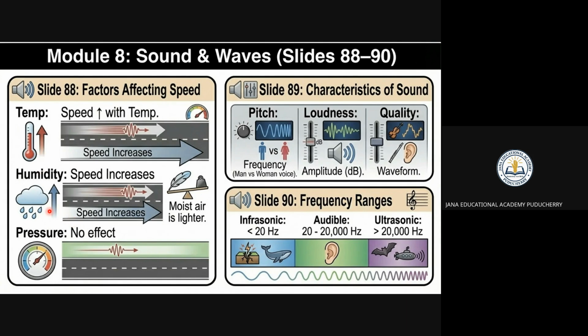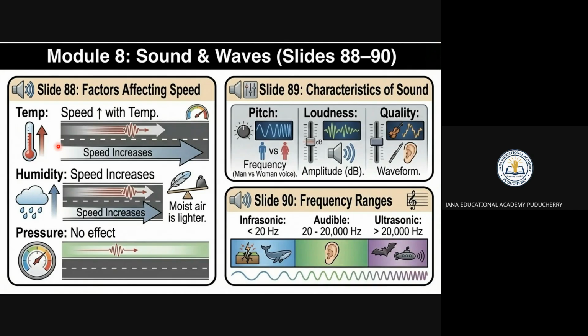Humidity also matters, whether it is moisture in the air or something else. With humidity also the speed increases. That means in gases the speed increases here also. With temperature, the speed increases by 0.6 meters per second for every 1 degree Celsius. Whenever the temperature increases by 1 degree Celsius, the speed of sound increases by 0.6 meters per second. You have to remember that one, it might be asked in some MCQs.